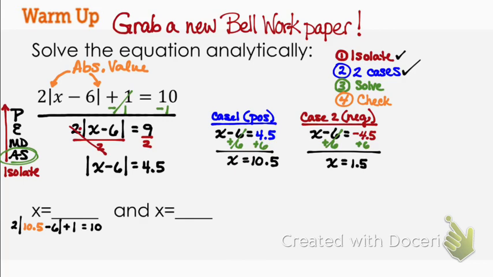What is 10.5 minus 6? 4.5. So that's inside the absolute value. What is the absolute value of 4.5? How far away is that from 0? 4.5. So I have 2 times 4.5 plus 1. What is 2 times 4.5?